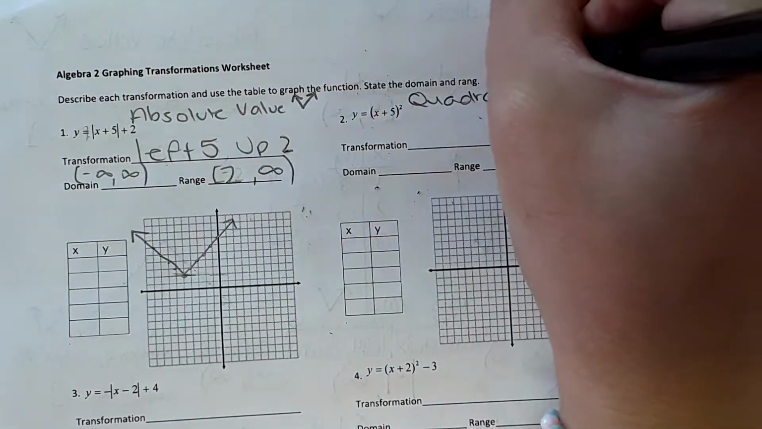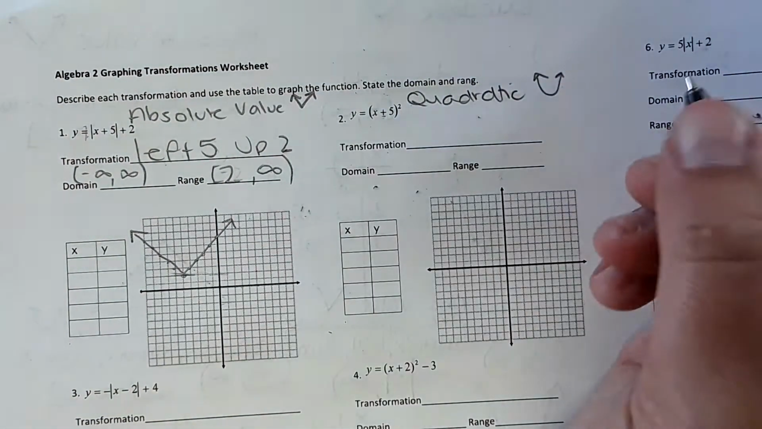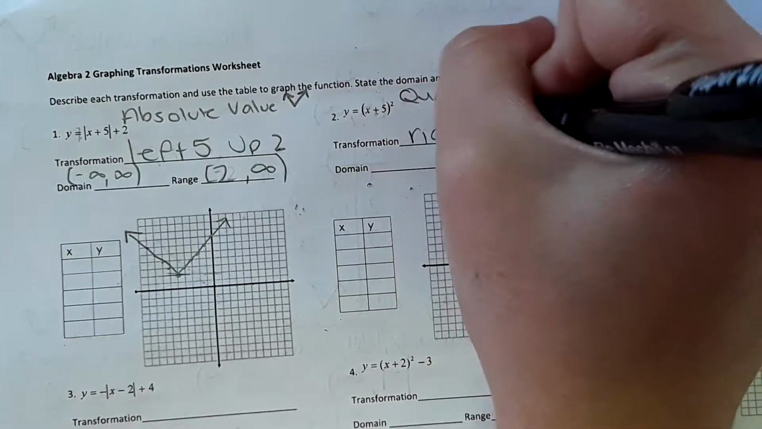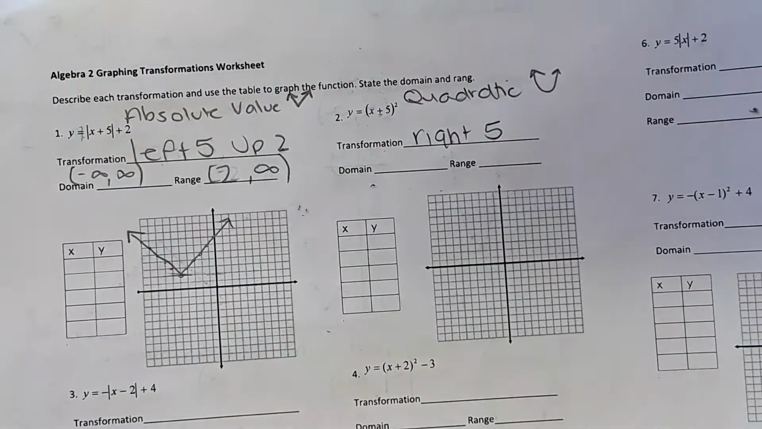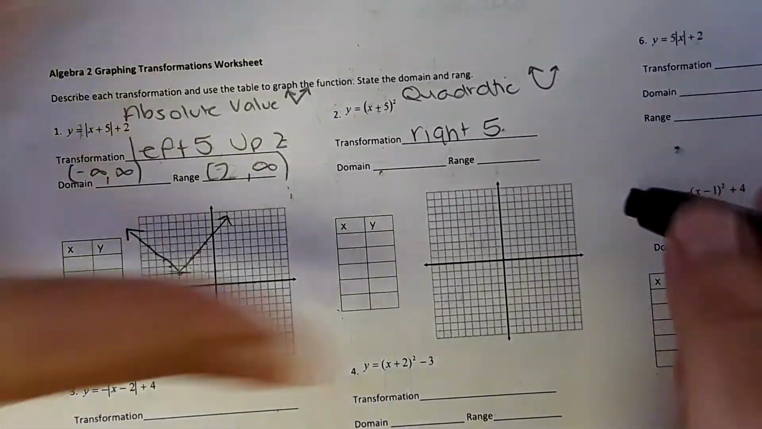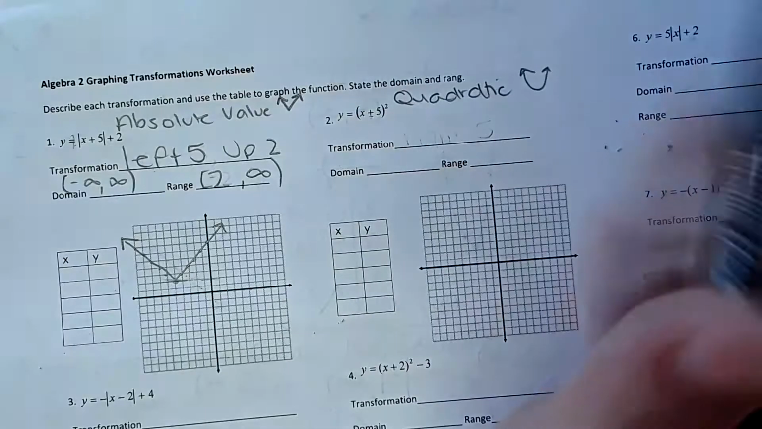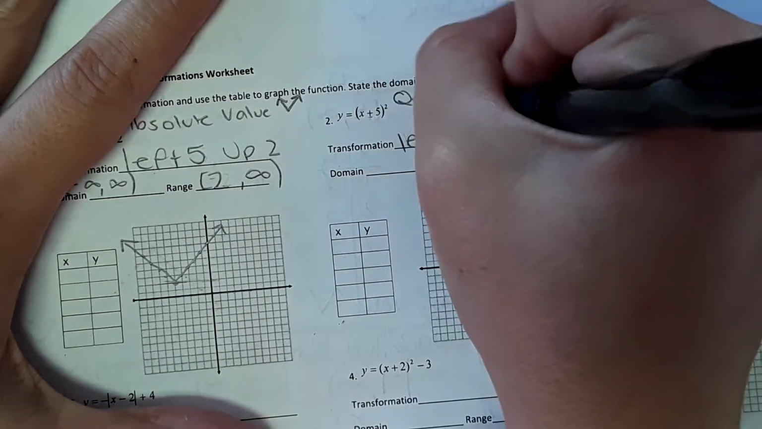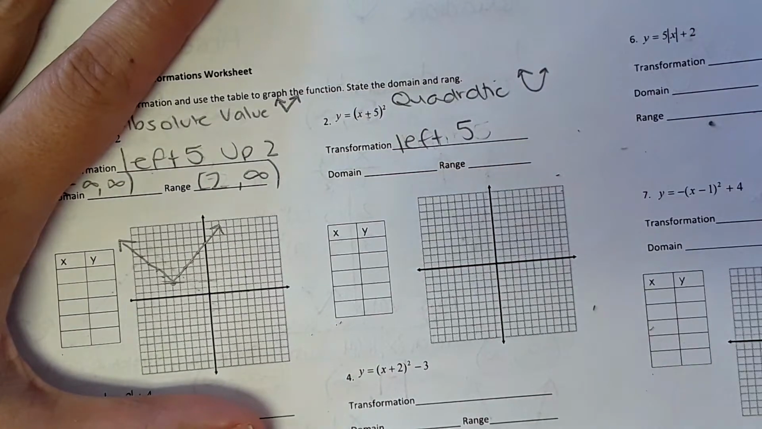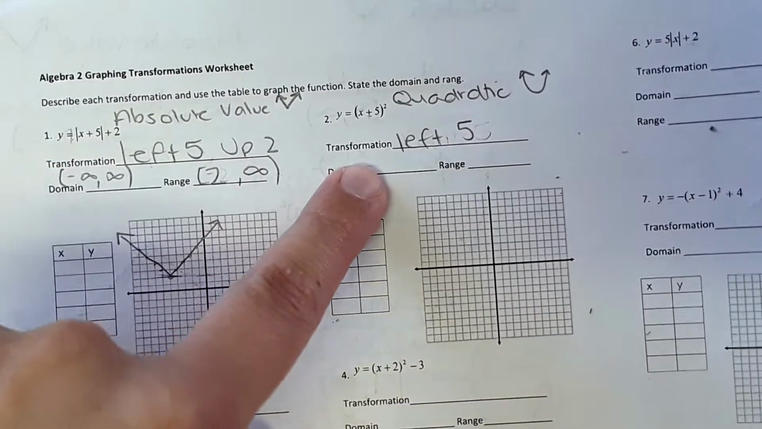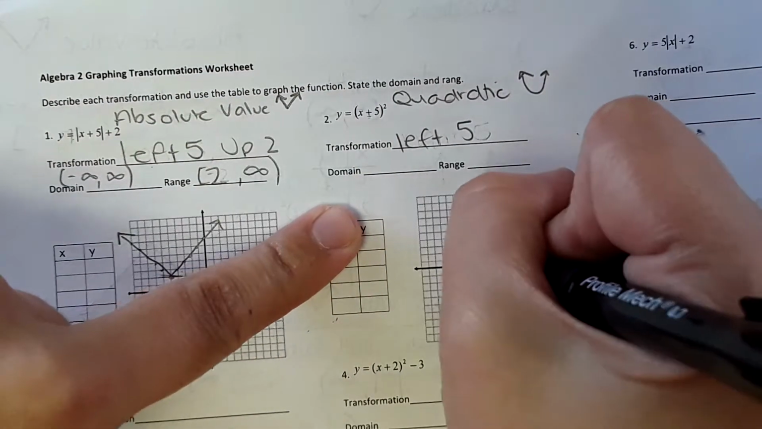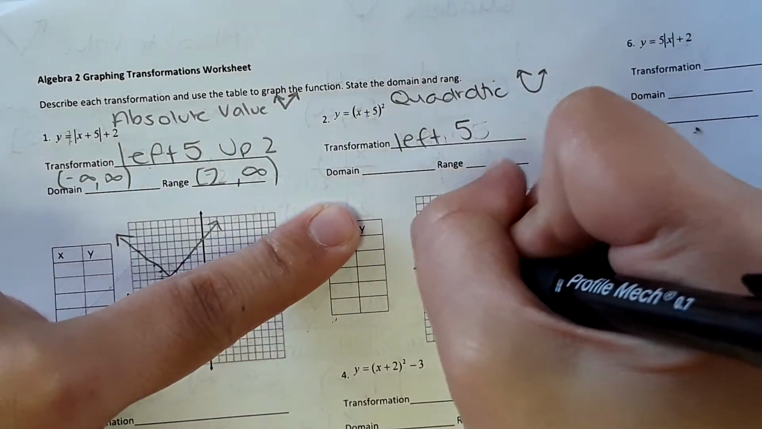Number 2. It's a quadratic. So it's going to look like this. The plus 5, that means to the right 5. Isn't it to the left 5? Did I do it backwards? Oh my gosh, I'm visualizing the other way. Wait a minute, I'm on the wrong questions. Oh, you're on the other page? Okay. So, left 5. So from 0, we go left 5. 1, 2, 3, 4, 5.